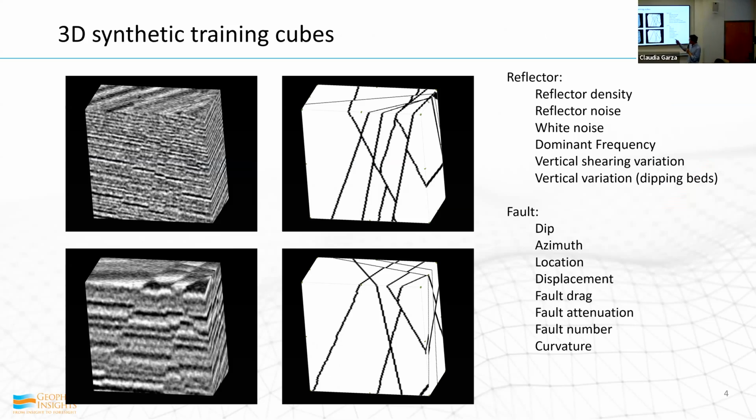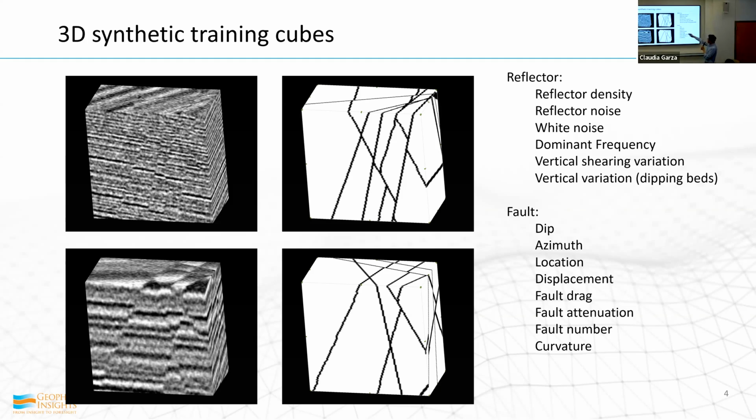For example, on the left column, this is the seismic amplitude data that we simulated based on different frequency bands. Here it shows the reflector parameters we used to generate those seismic data. Reflector density indicates the density of the layers of coherent events in the different cubes, or different training data. Reflector noise is the noise between the reflectors, and the white noise is a Gaussian background noise that you may need to add to the cubes. And the frequency has a vertical shearing variation, a dipping band, that we want to make variable across the different cubes.